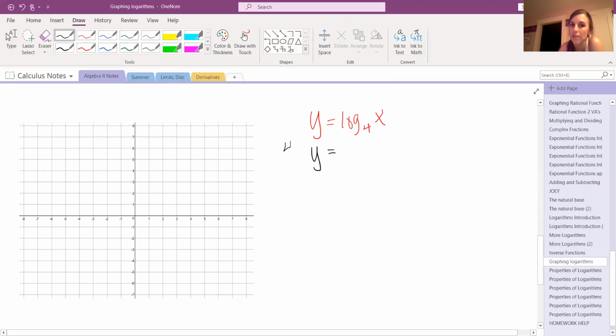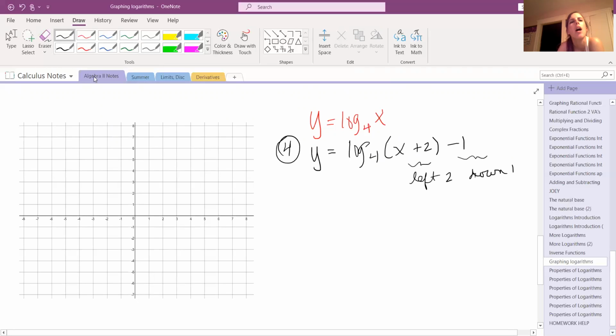I guess this is number 4. This says log base 4. It's really messy. What I'm really interested in is log base 4 of (x + 2) - 1. Just so we're on the same page, I will be shifting left 2 and down 1. Let's do a table of values for log base 4 of x.